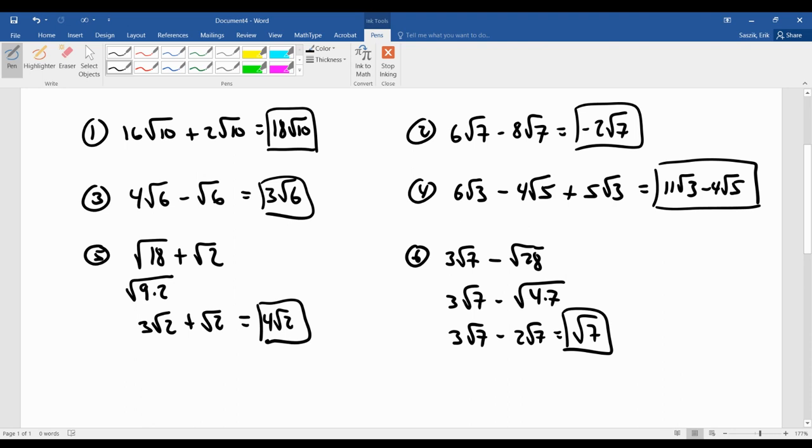All right, so that's it. Just a short little lesson on combining like radicals. Short homework assignment.